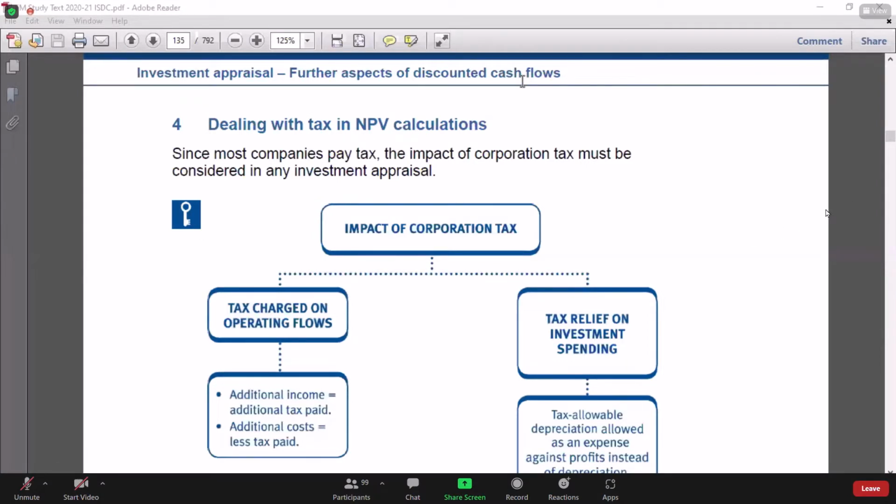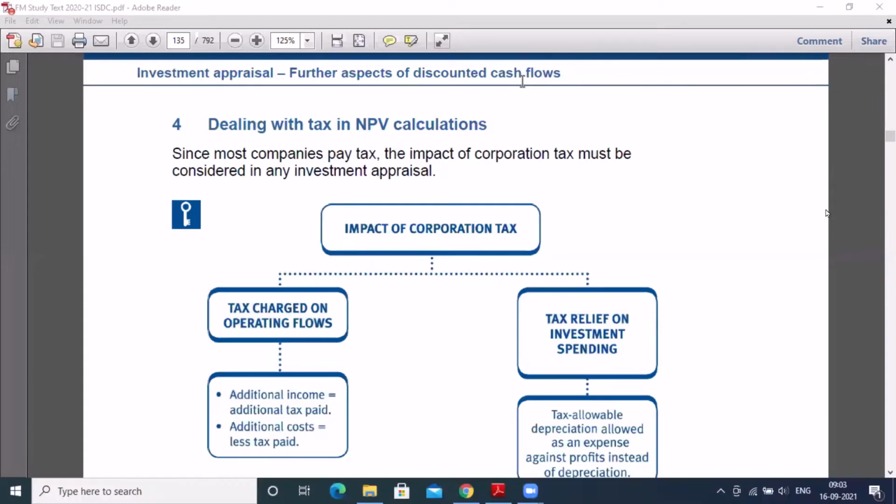So till now we understood the inflation effect on the cash flows, and we discussed the general inflation effect, and we also discussed the specific inflation effect. So now we'll be focusing on the tax effect on the NPV calculation. How the tax will affect the NPV calculations, we'll be focusing on this now.